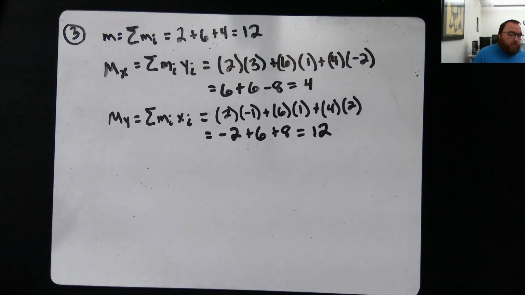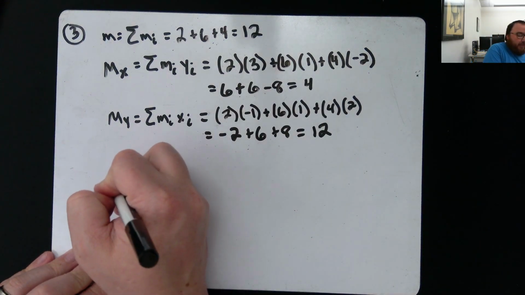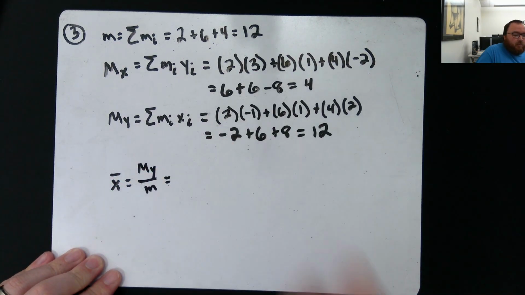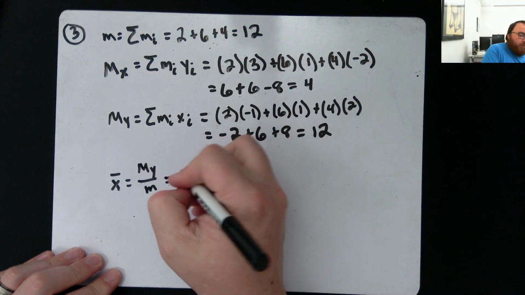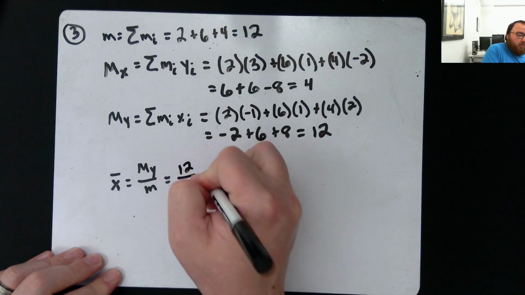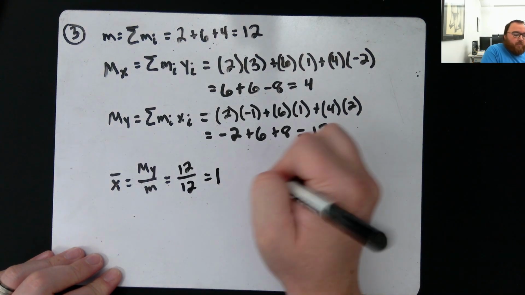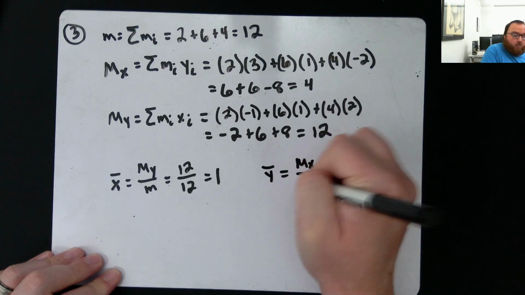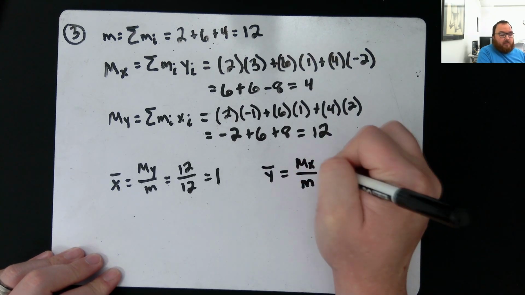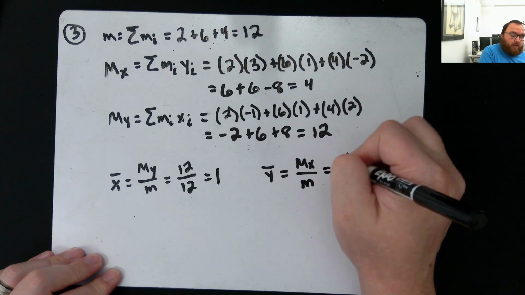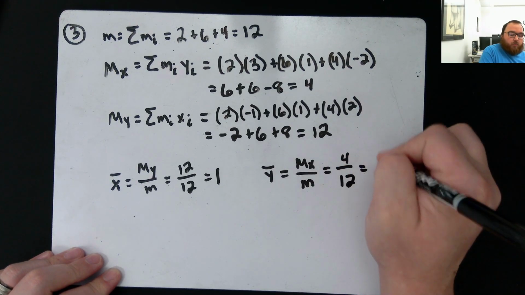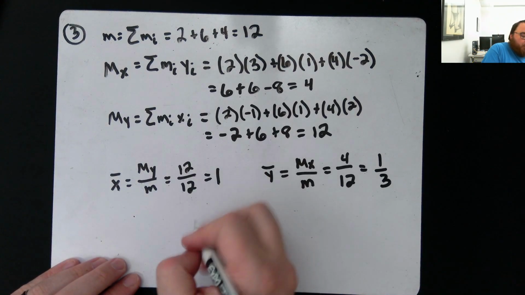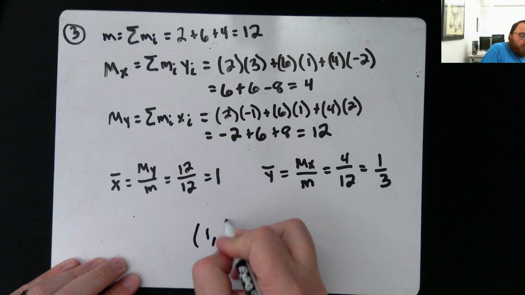So now that I have all of that, I can find the center for x. Remember, the center for x is the moment about y divided by my mass. My moment about y was 12, and my mass was 12, so 1. And then the center of mass for y is going to be the moment about the x over my total mass. The moment for x was 4, my total mass was 12. 4 over 12 is 1/3. So the center of mass there is at the point 1, 1/3.